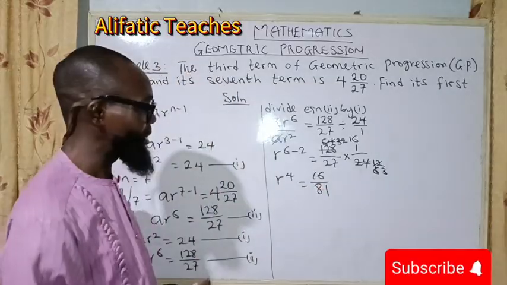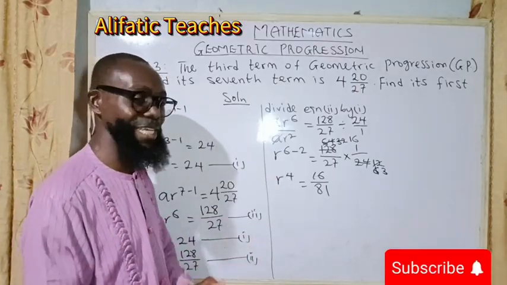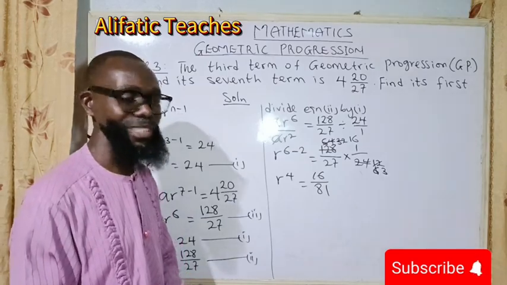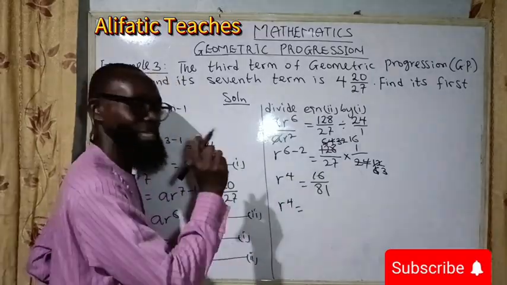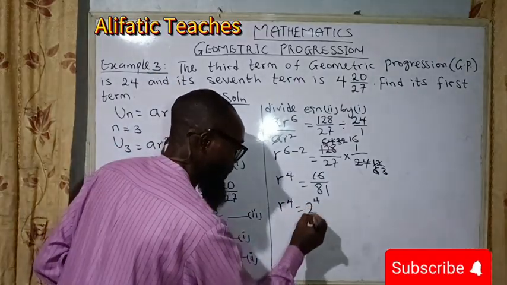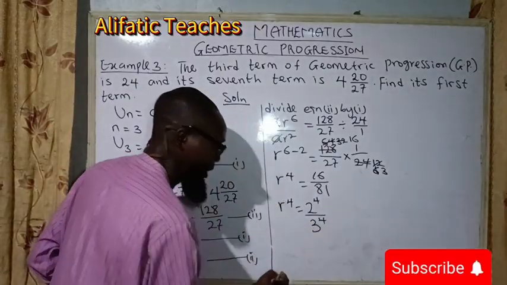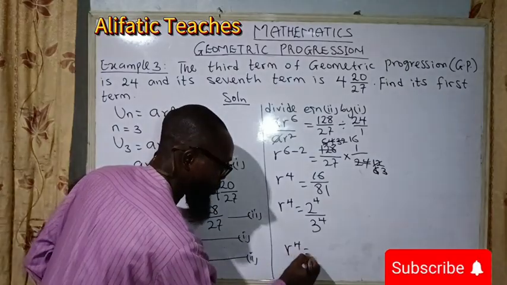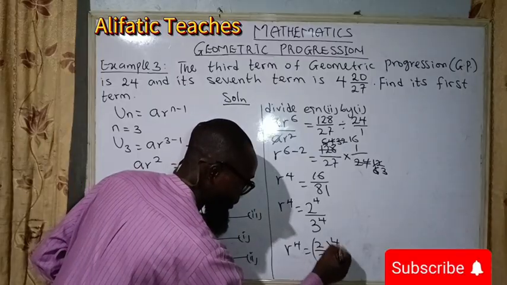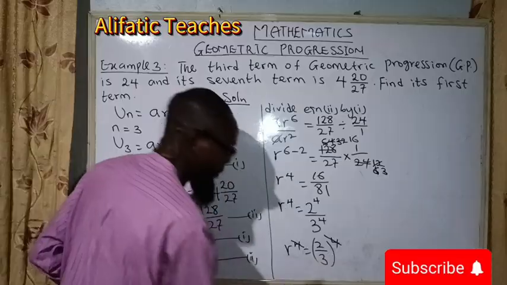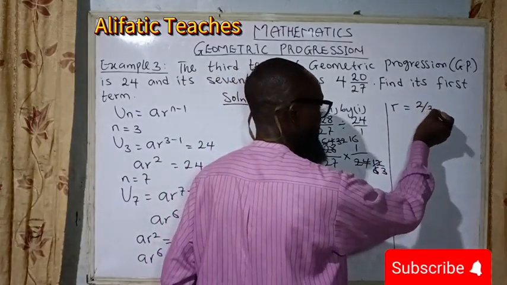Fine. Now, since this R has a power of 4, can I express 16 and 81 to have a power of 4? Yes. I can say R raised to power 4 equals, this 16 can be written as 2 raised to power 4, divided by 81, also 3 raised to power 4. Therefore, R raised to power 4 equals 2 over 3 raised to power 4. Then 4 goes into 4. Therefore, our R equals 2 over 3.